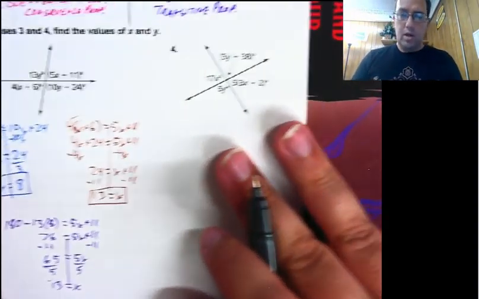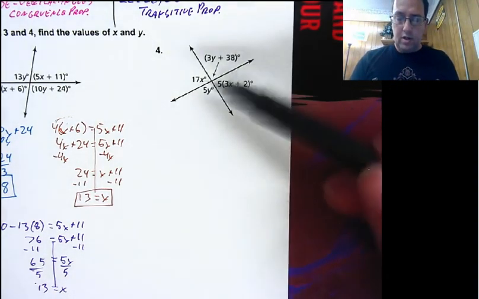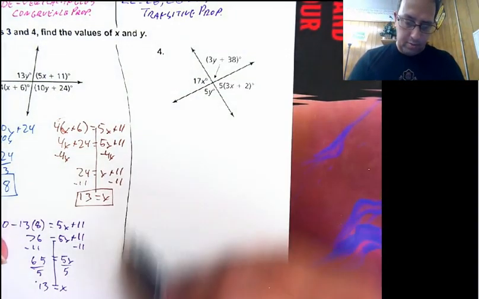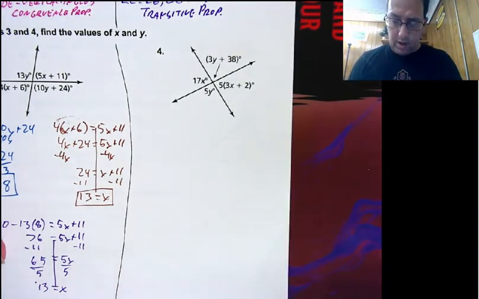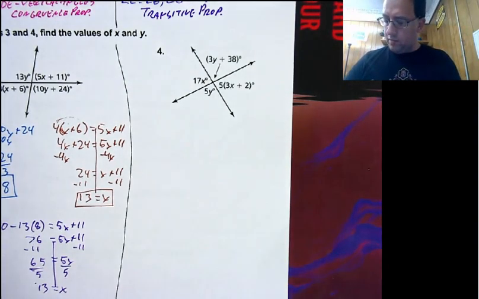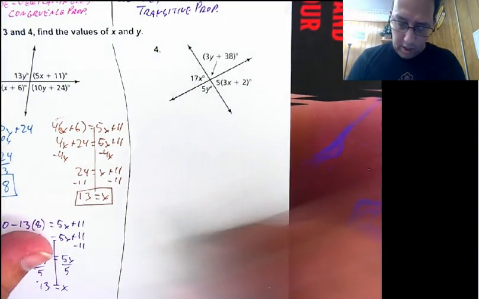All right, so what I'd like you to do is pause the video and work out number 4. All right, hopefully you're back, and let's take a look. We're going to solve for which one we want to do first. How about y? I don't think it matters here. They're both vertical angles, so we can do this whichever way we like. We'll do x first. Why not?